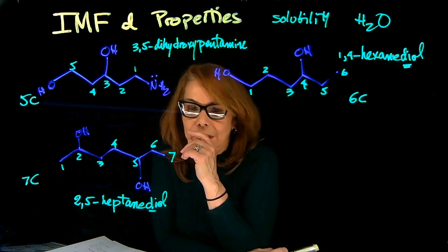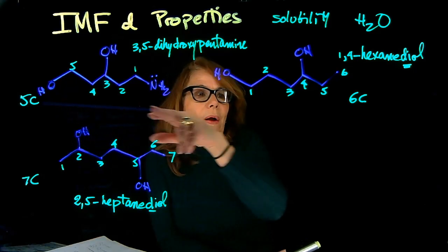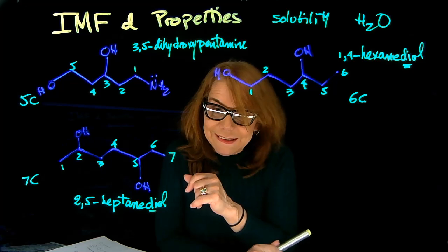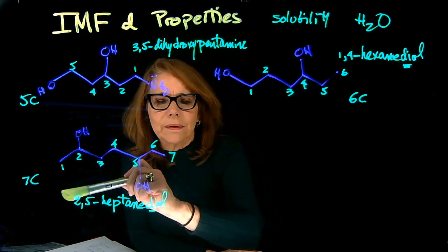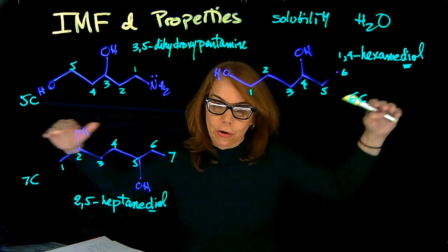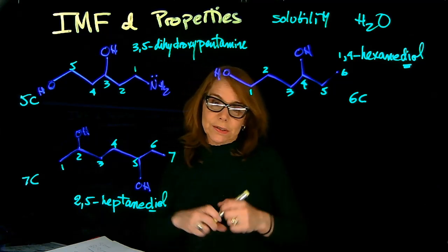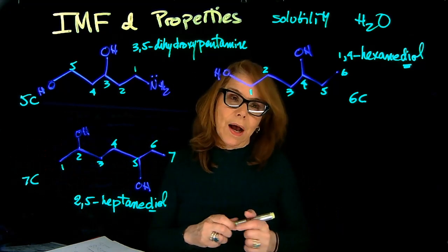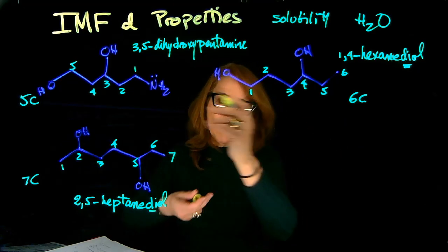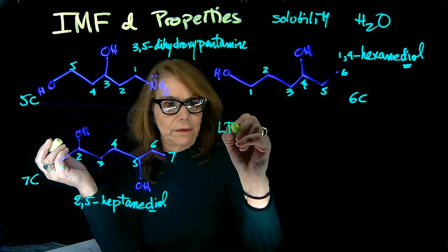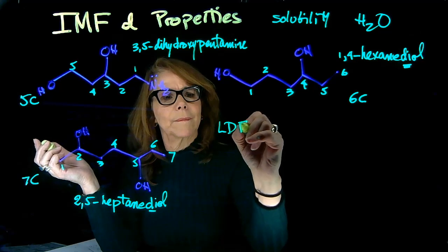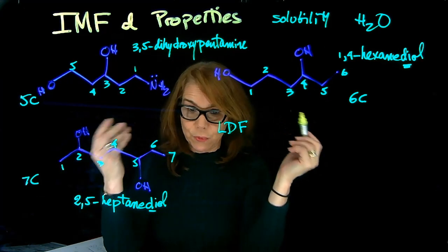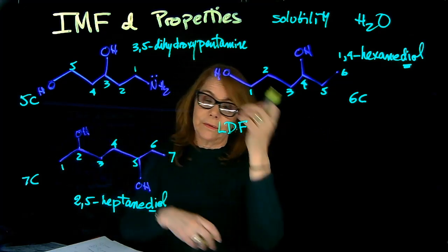Now, analyzing the number of carbons, this is 5, this is 6, this is 7. The molar mass, I didn't calculate it, but it looks like it will be larger in longer carbon chains. In regards to London dispersion forces, the longer the chain, the more London dispersion forces. But we will have this in all of the molecules. Now, how they interact with water is what matters when we're talking about solubility.